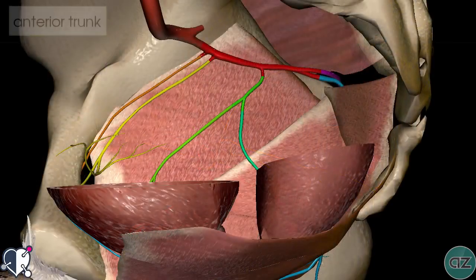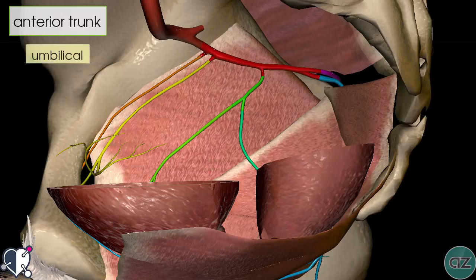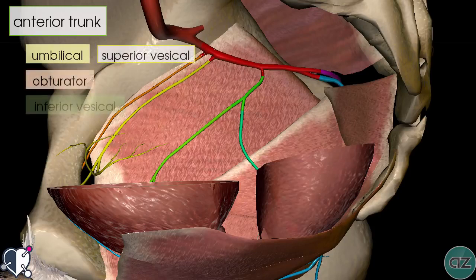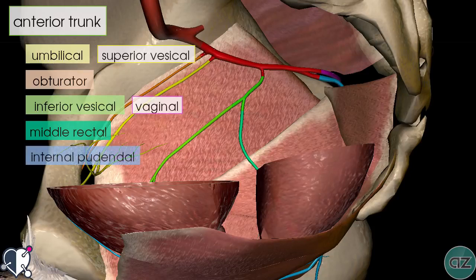Now we're looking at the anterior trunk of the internal iliac artery, and as you can see it has several branches, up to 8 branches which may be present. There is a lot of anatomical variation in the branches of the anterior trunk, but the main branches are the umbilical artery, which gives rise to the superior vesical artery, the obturator artery, the inferior vesical artery, which in women is called the vaginal artery, the middle rectal artery, the internal pudendal artery, the inferior gluteal artery, and again in women you have the uterine artery.